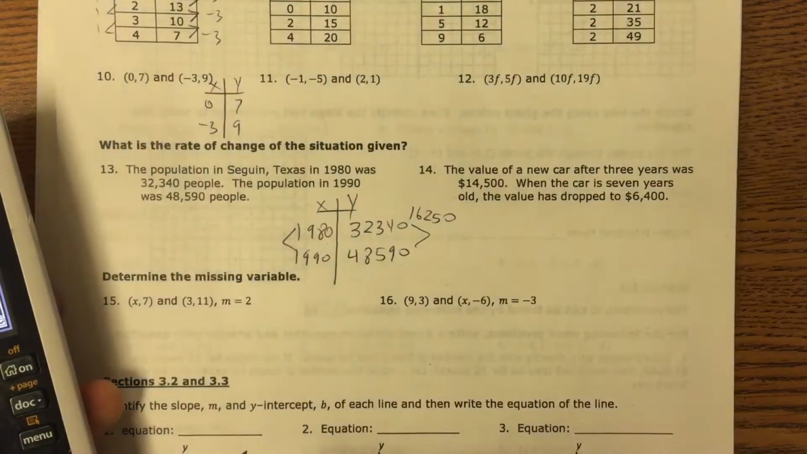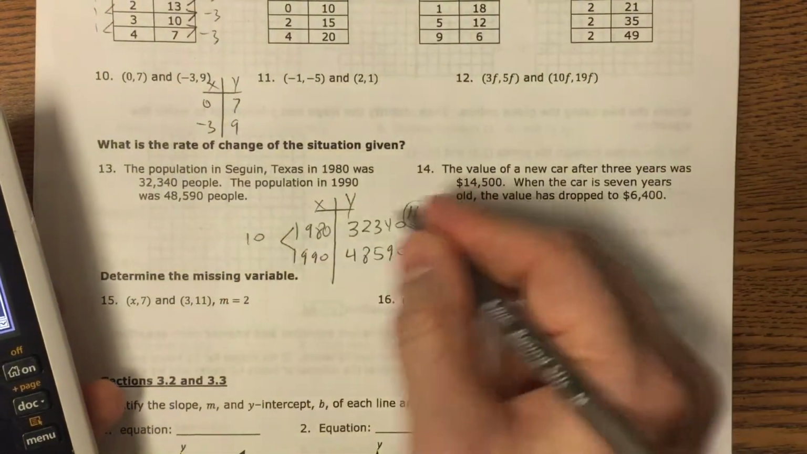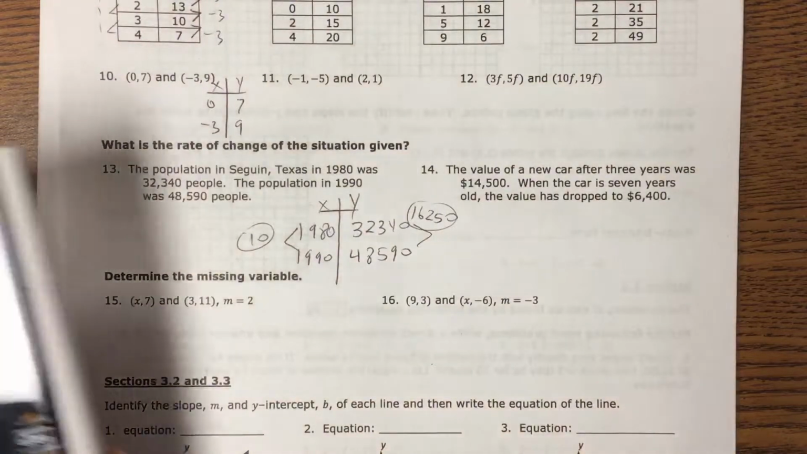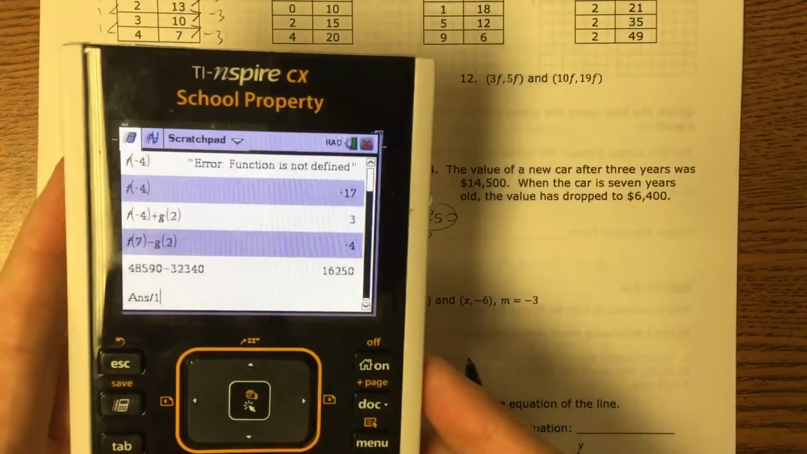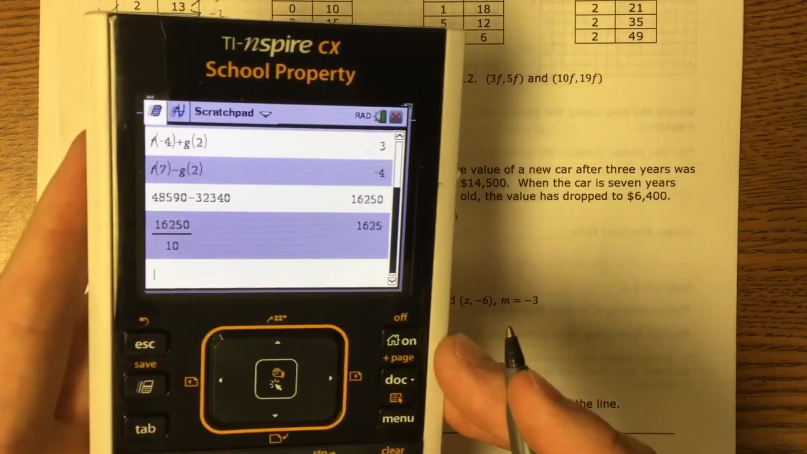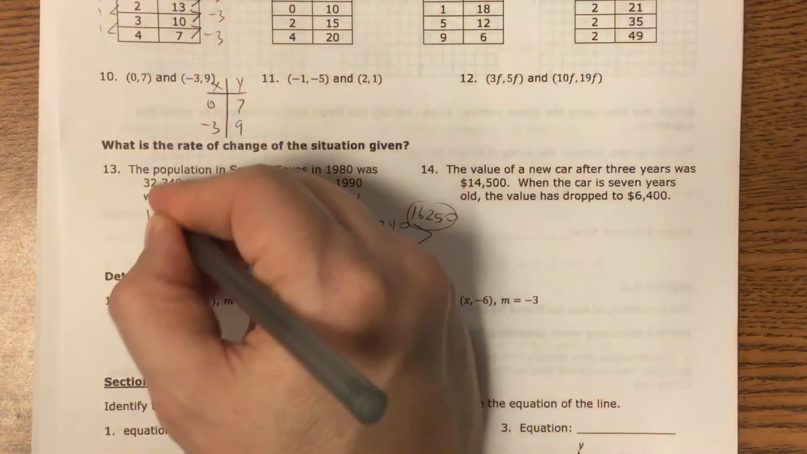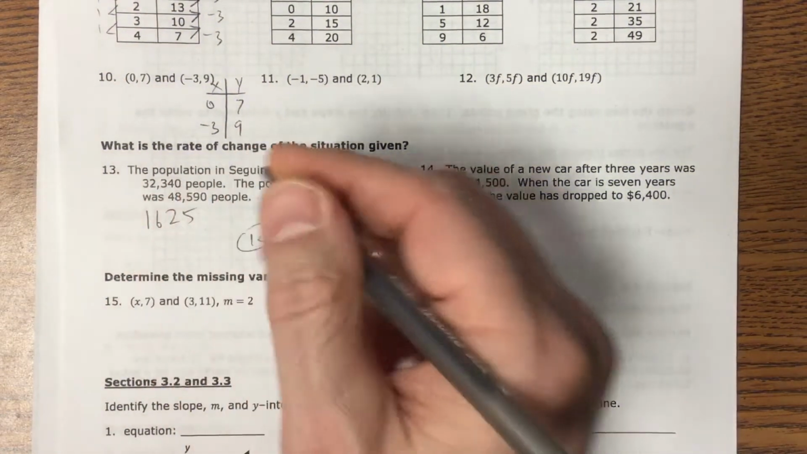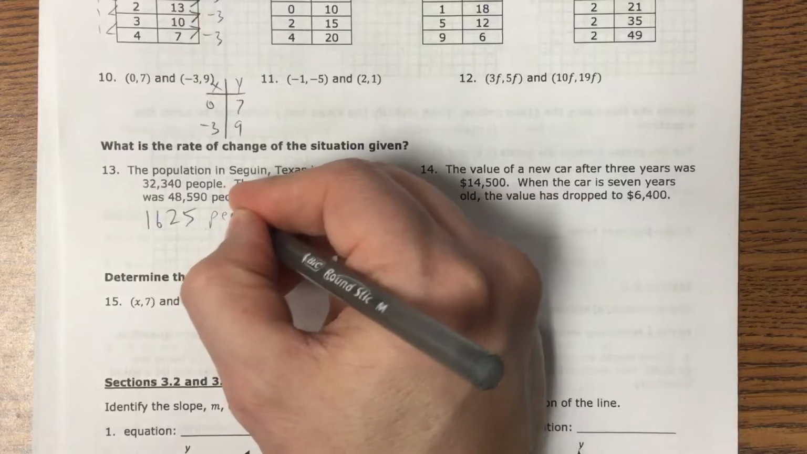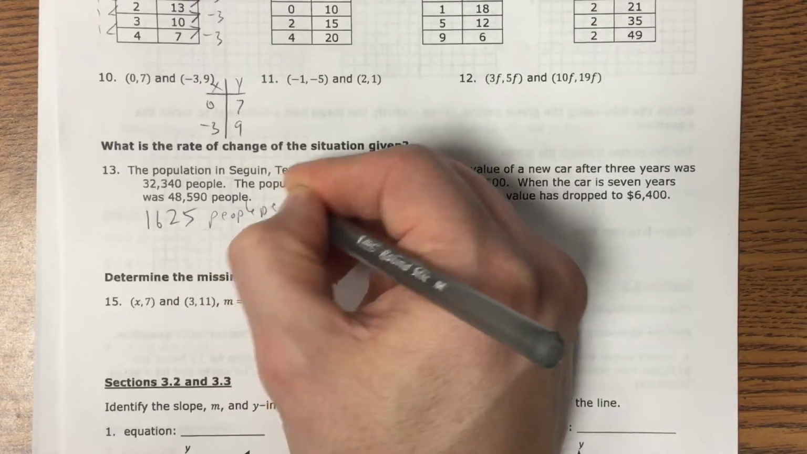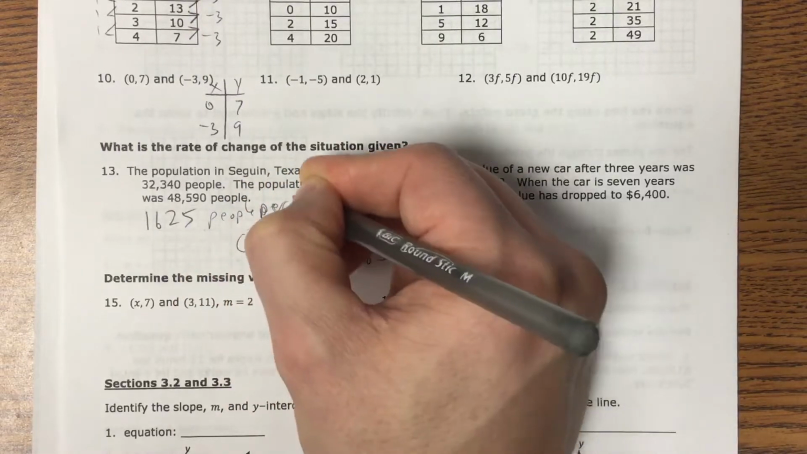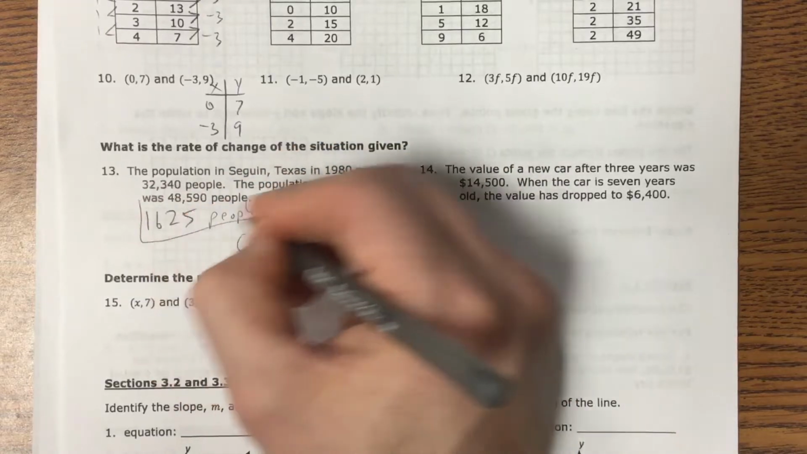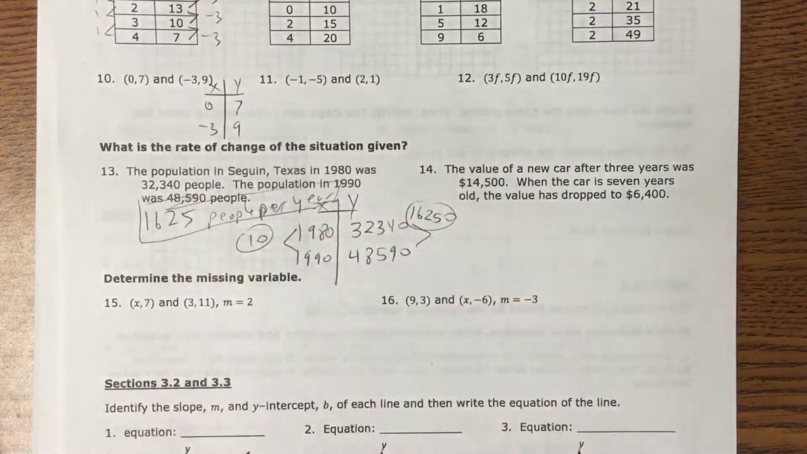This went up by 10. When you divide these, you get your rate. So this divided by 10, and you get 1,625 people per year. Like I said, I don't really like the weird thing using dates that way, but sometimes it is used that way. That's how you do it.